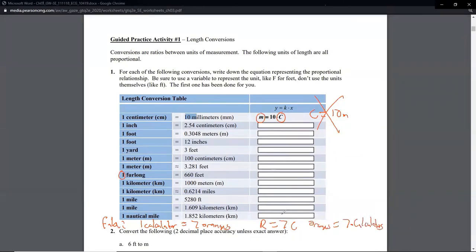So you can use your words, you can use abbreviations, or you can do both. I would love to see each student write it in both, but if you only do one or the other, I still give you full credit for that.